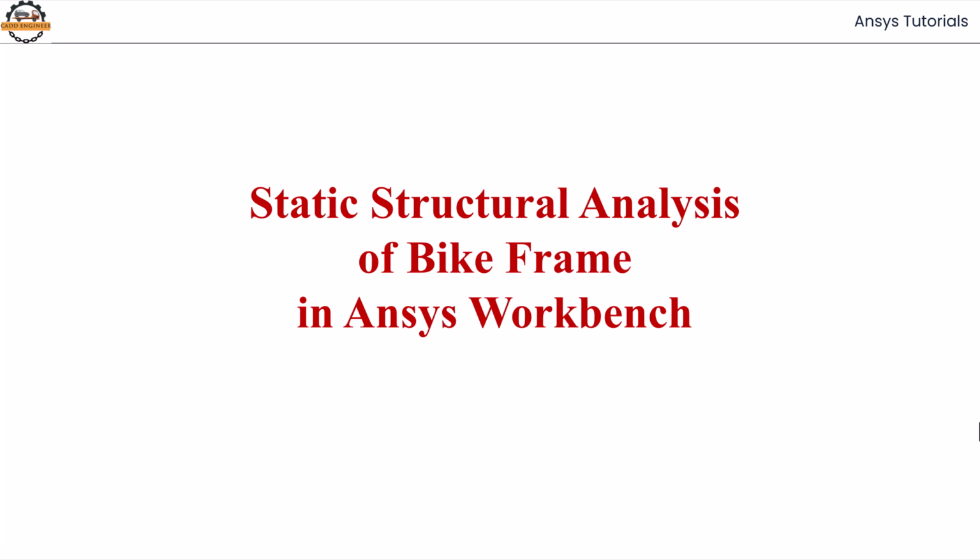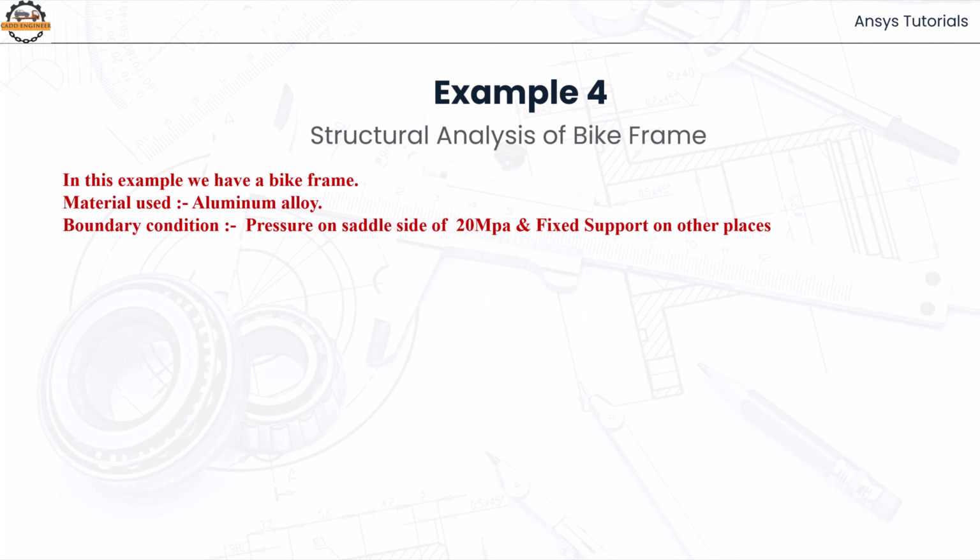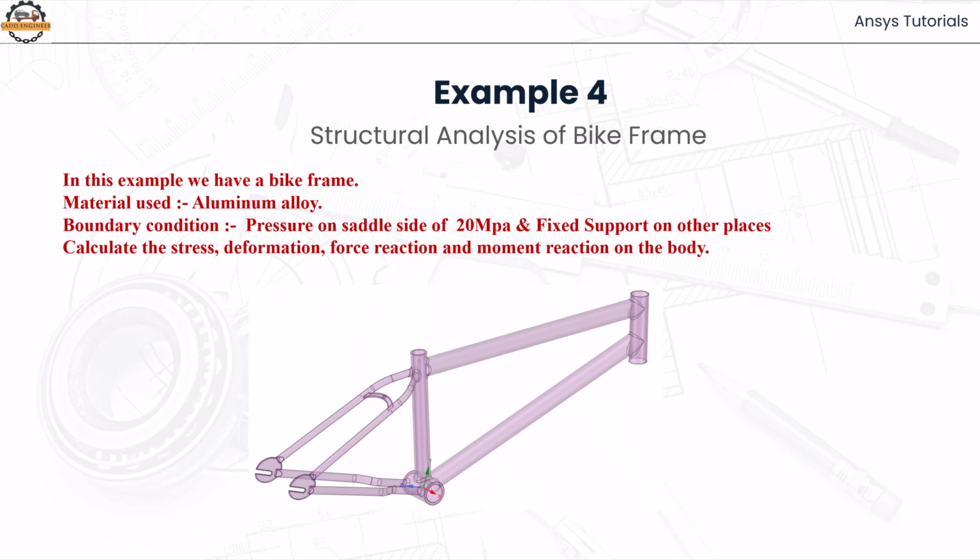In this video, we are going to see static structural analysis of a bike frame in ANSYS Workbench. So here we are taking the example of a bike frame. The material used is aluminum alloy. The boundary conditions are a pressure on the saddle side of 25 megapascal and fixed support on other places. We are going to calculate stress, deformation, and force reaction and moment reaction on the body.